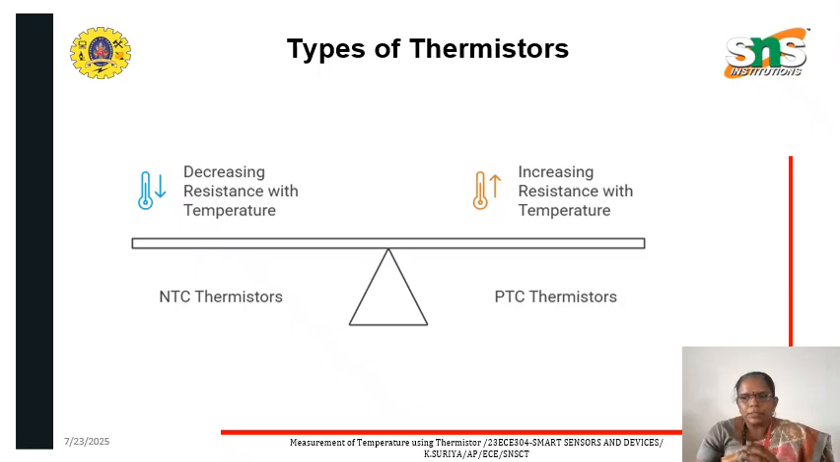There are two types of thermistors: negative temperature coefficient thermistors and positive temperature coefficient thermistors. Negative temperature coefficient thermistors exhibit a decrease in the resistance as temperature increases. They are the most common type of thermistor and are widely used in temperature sensing and control applications. Next one is the positive temperature coefficient thermistors, where it exhibits an increase in the resistance as temperature increases. They are often used as overcurrent protection devices and in self-regulating heaters.